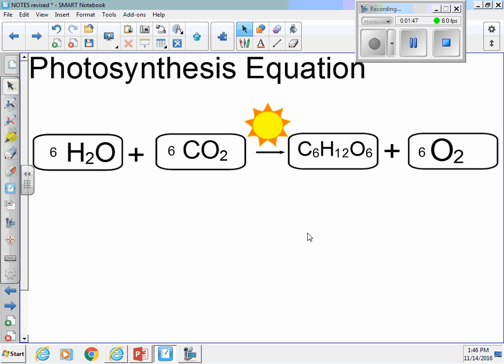If you go on and take chemistry, you'll have to balance equations in the future, but for our purposes, you just need to remember where those 6's go, and you need to know that we need 6 water, 6 carbon dioxide in order to make 1 glucose molecule.